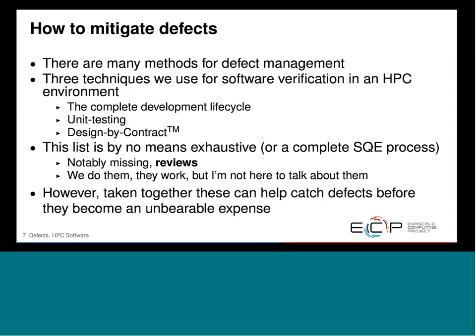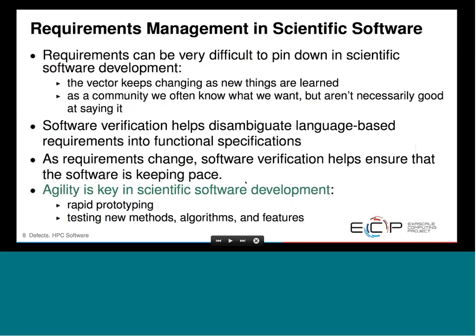As I said, this list is by no means exhaustive, nor does it constitute a complete software quality engineering process. That's not what I'm here to talk about today. Notably missing are reviews. Anytime you're involved with this, people like to ask, well, what about code reviews? We do them, they work. I'm not here to talk about them. You've probably heard all about things like code reviews anytime you've gone to something like this. We're not going to worry about that right now. However, the three methods I do talk about can help catch defects before they become a really unbearable or unreasonable expense.